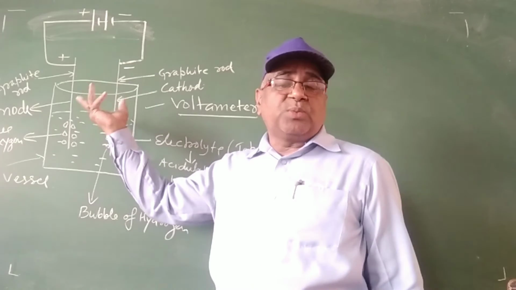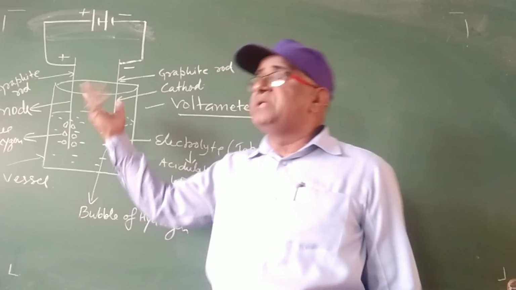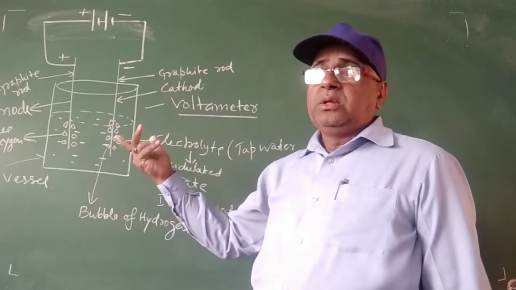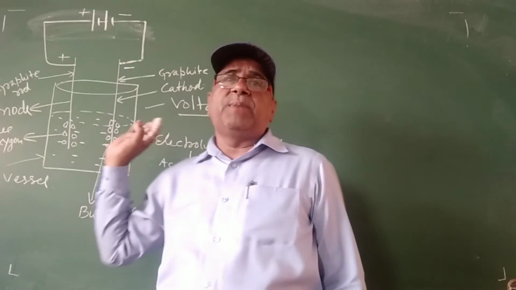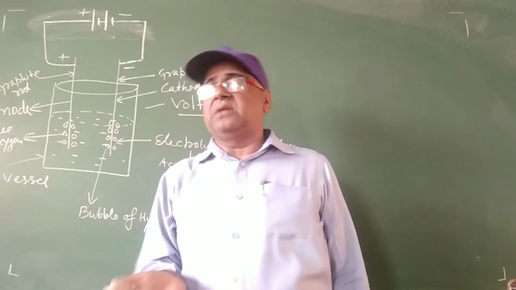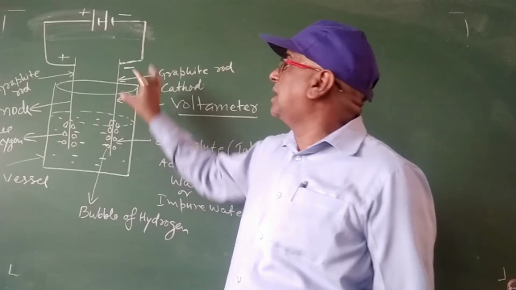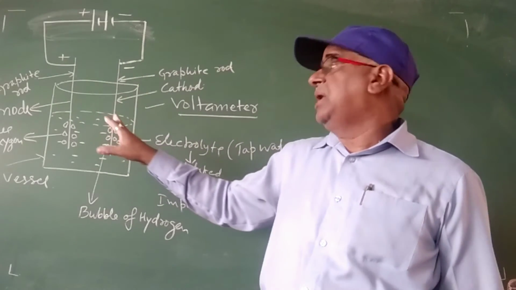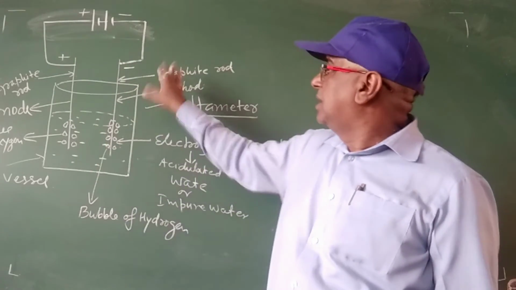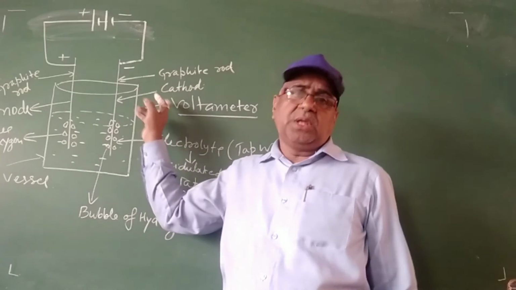You may change it with copper plate, copper rod and zinc rod. You may change the plates with the other metals. We have taken here graphite carbon rod. Graphite is a good conductor of electricity, so we have taken here graphite as anode and cathode.